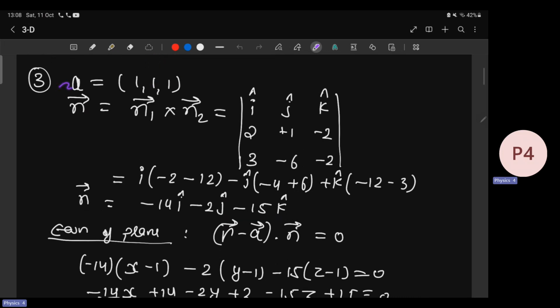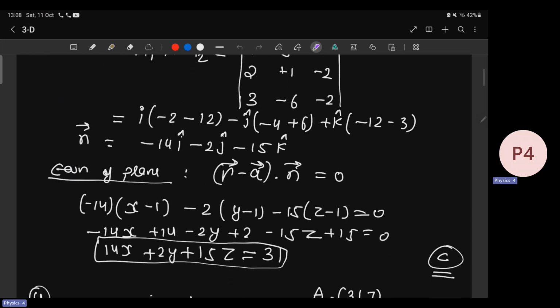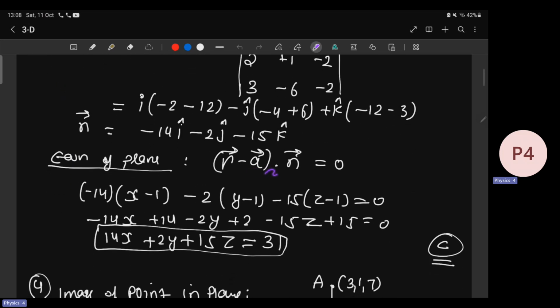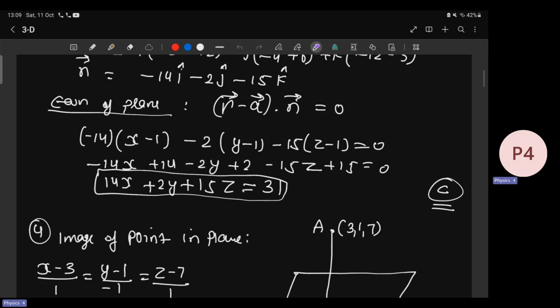So now we have a point that is A, and we have a normal vector. We can easily write the equation of the plane: (r minus a) dot n vector is equal to 0. Minus 14 times (x minus 1) minus 2 times (y minus 1) minus 15 times (z minus 1) equals 0. So we got the equation of the required plane, that is 14x plus 2y plus 15z equals 31. I hope it is clear.